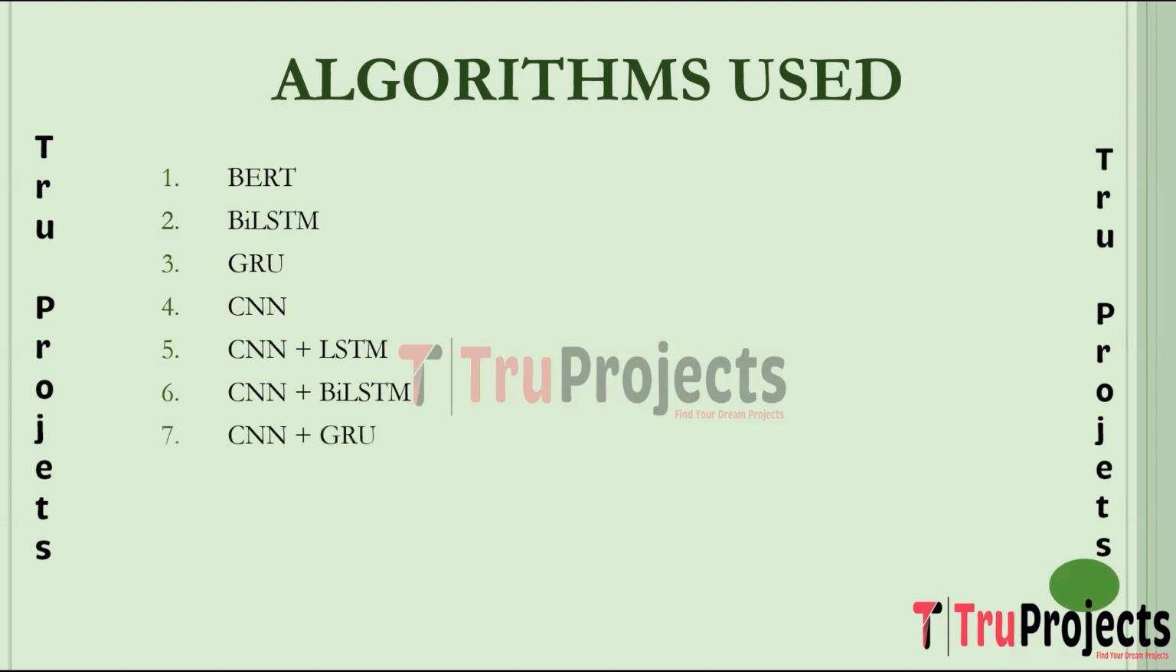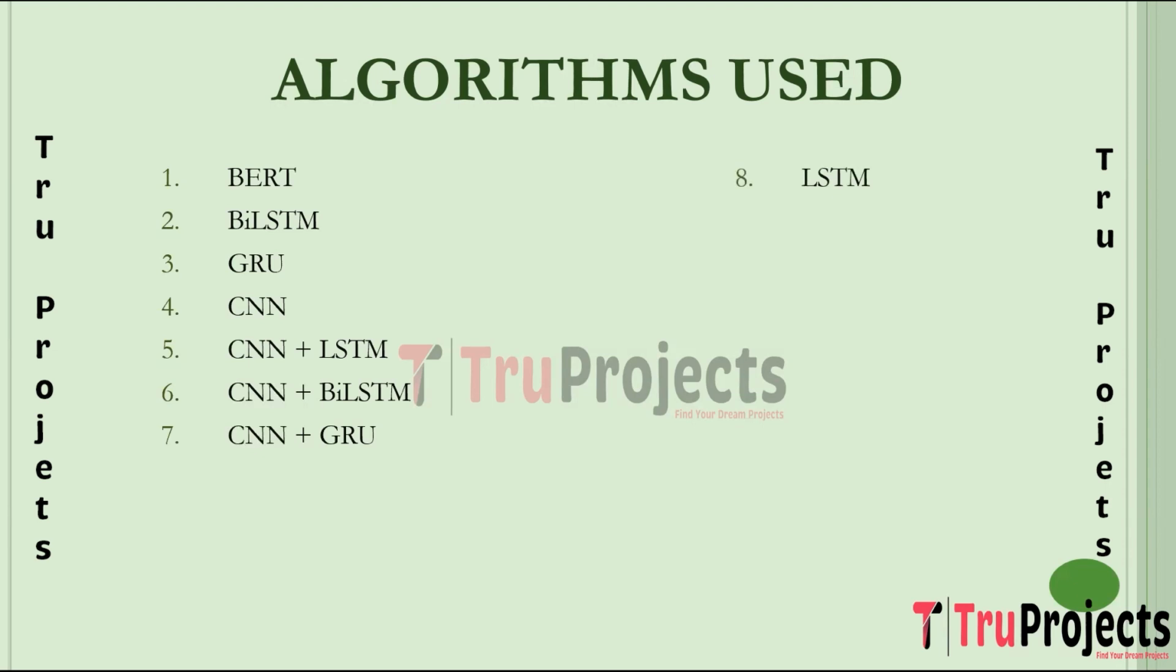The next algorithm is CNN with GRU. This model combines convolutional layers for local feature extraction with GRU layers for capturing sequential dependencies. It provides an alternative to CNN LSTM, offering a hybrid approach for capturing both local and sequential patterns in the text data.